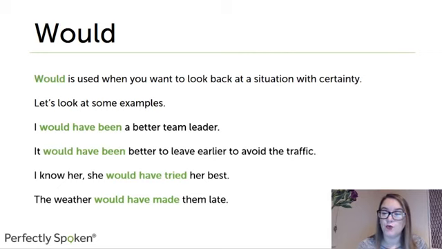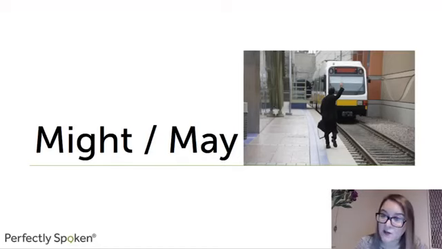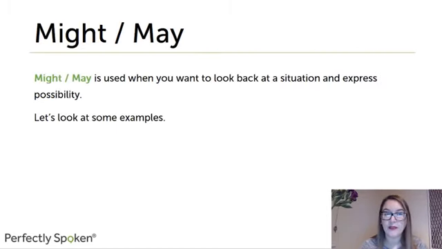So when I choose would as my modal verb, I'm conveying to my listener a sense of certainty. When they hear this, they understand that I am sure about this situation. Conversely, we have may or might. Now, may or might are often used interchangeably, and they're used when you want to look back and express possibility.